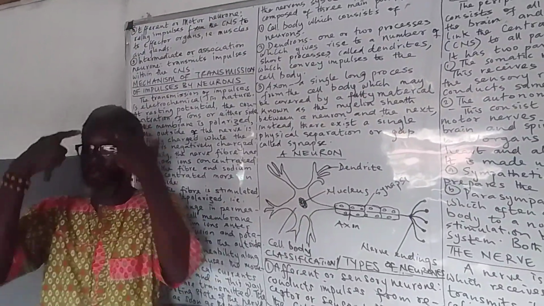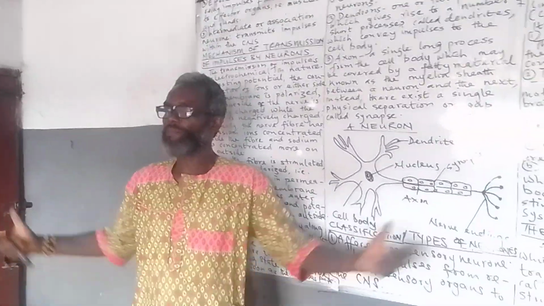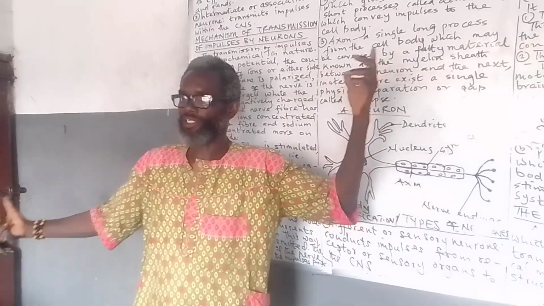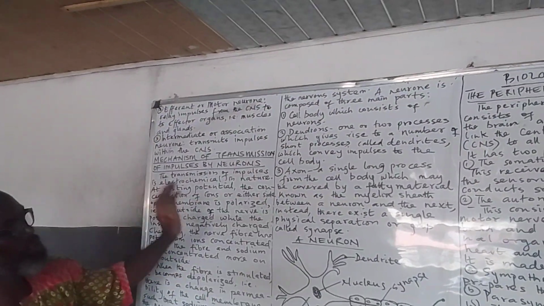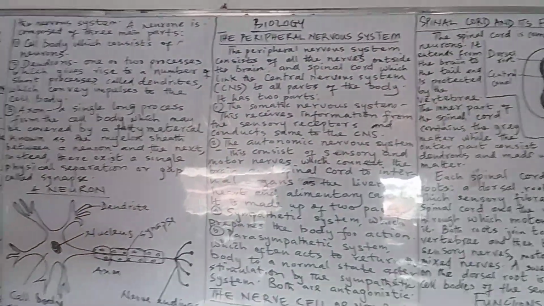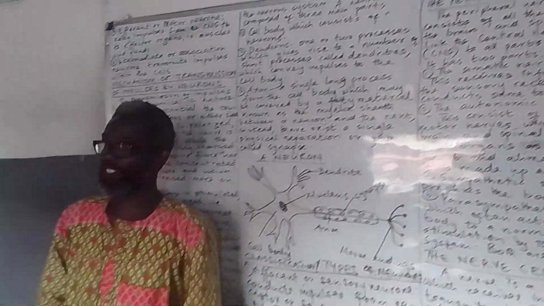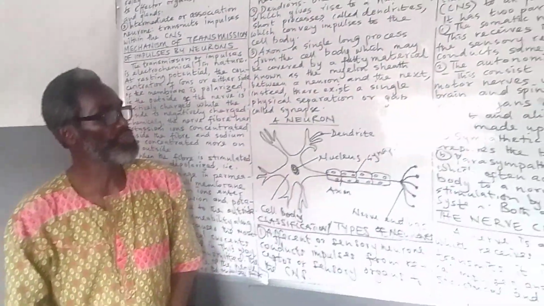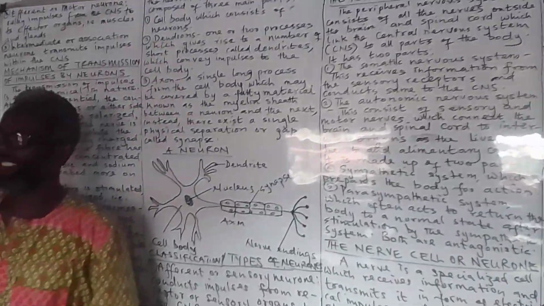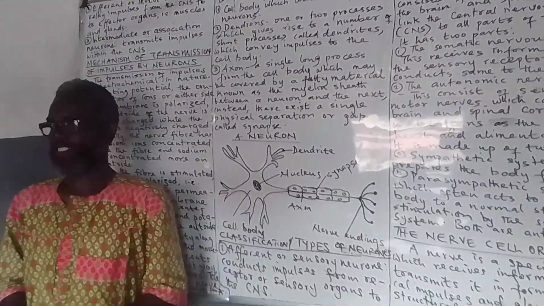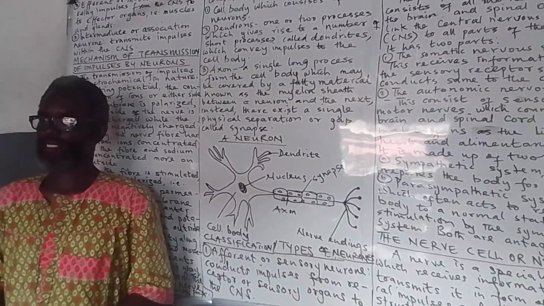So when we say the central nervous system, we are looking at the brain and the spinal cord. The peripheral nervous system, I just said, is divided into two parts. We have the somatic and the autonomic nervous system, while the autonomic is divided into the sympathetic system and the parasympathetic system. So we are going to get into that in detail.